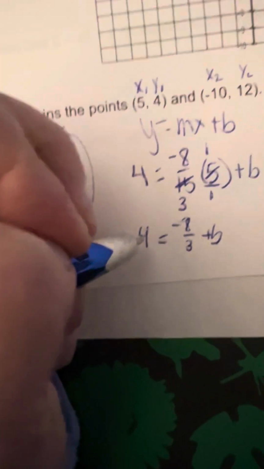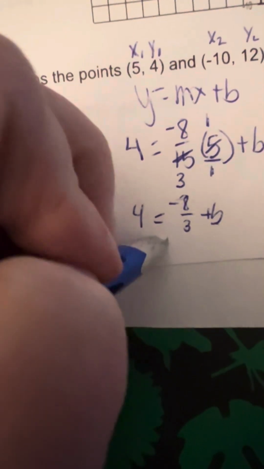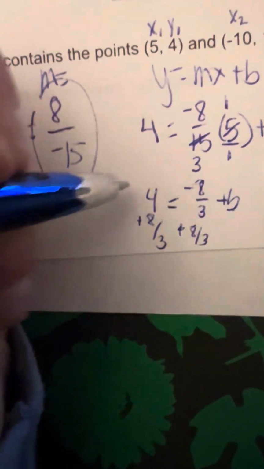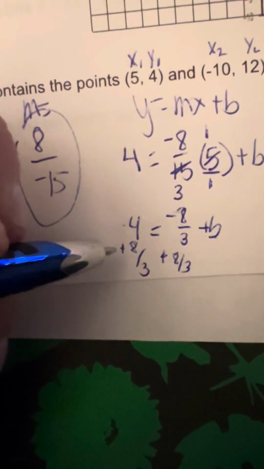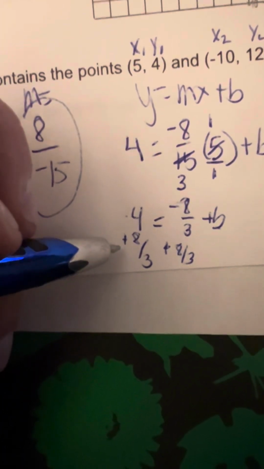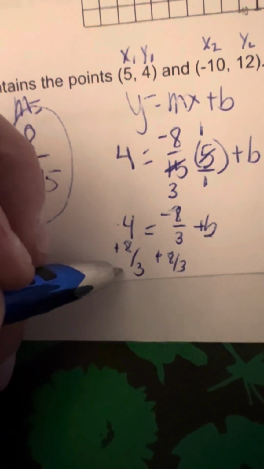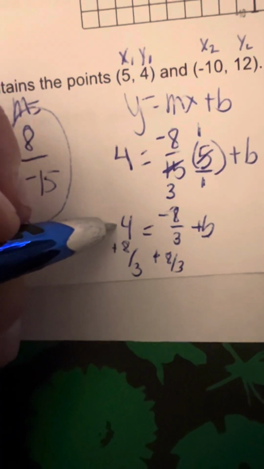Now because this is thirds, we're going to not want to change that over to a decimal. I feel more comfortable just leaving this as a fraction. So then what we want to do is to get the negative 8/3 out of there, we need to add 8/3 on both sides. Now if I add 8/3 to this 4, we can do this a few different ways. So 8/3 is going to end up being 2 2/3 plus 4, which is going to be 6 2/3.